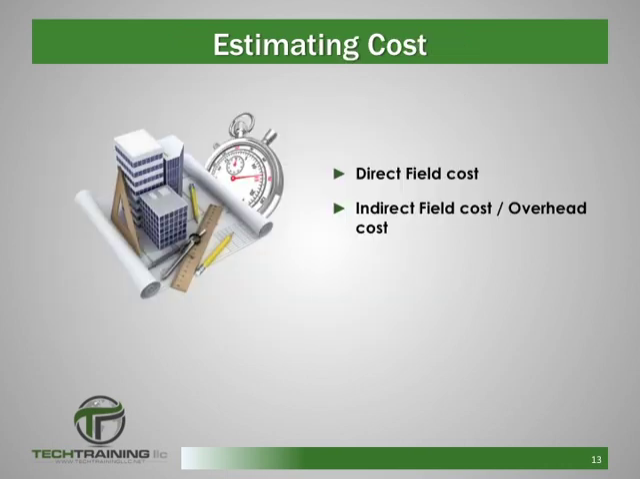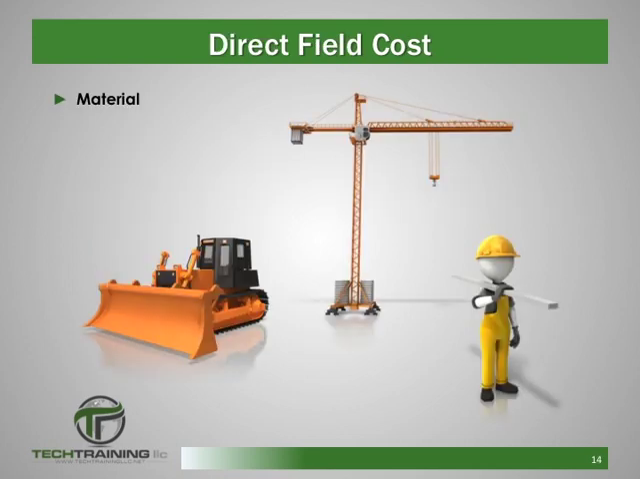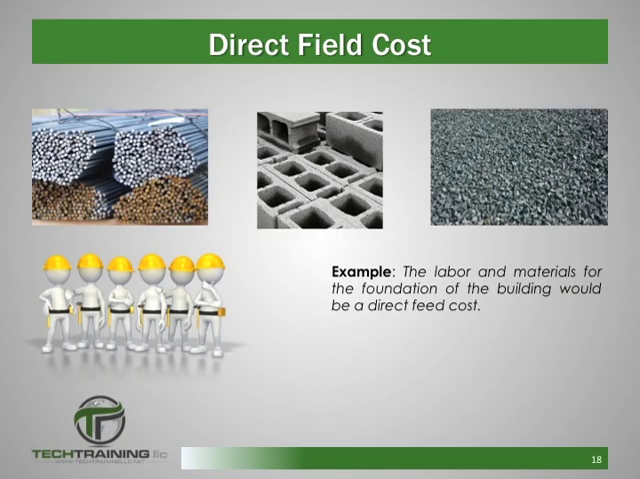But the estimated cost of a project includes a lot more than just the materials and labor. There are direct costs and there are indirect costs. Direct costs include materials, labor, equipment, or subcontracted items, or any item that becomes a permanent physical part of the project. For example, the labor and materials for the foundation of a building would be considered direct field costs.